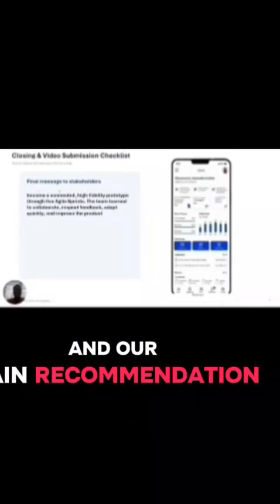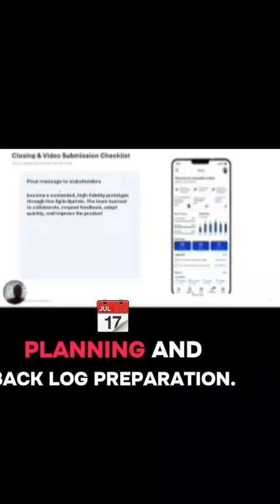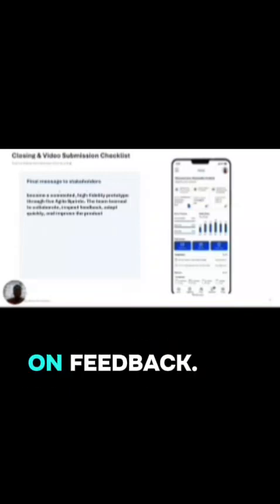product. To conclude, our biggest success was continuous improvement, and our main recommendation is to strengthen sprint planning and backlog preparation. Most importantly, I learned to inspect, adapt, and improve based on feedback.